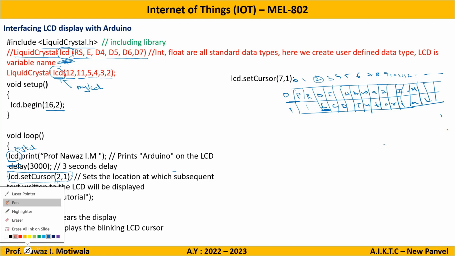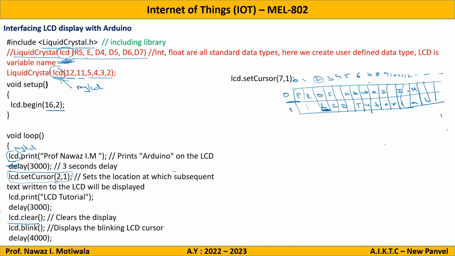Let me take another color. It will come to column 7 and row 1. That means it will come here at this position, and it will stay at this position for 3 seconds. Then lcd.noBlink. There will be no blinking of the cursor at this particular position.